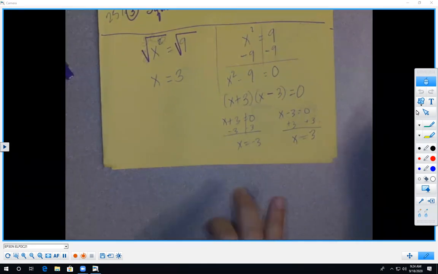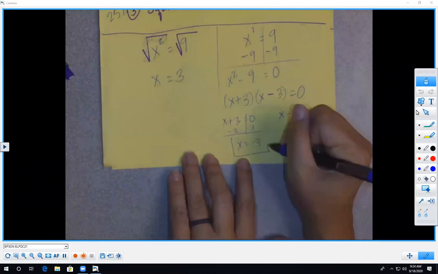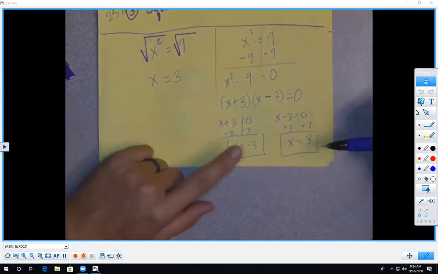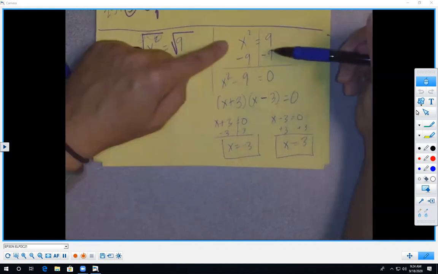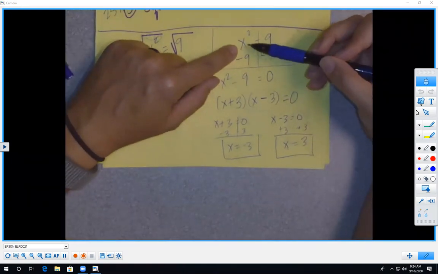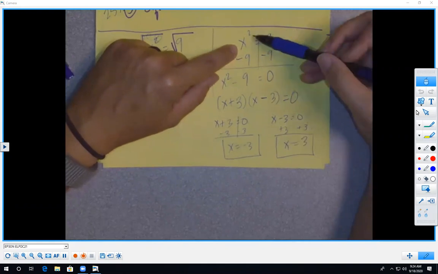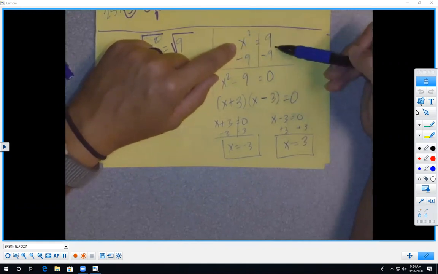How many answers did I get over here? 2 different answers, okay? There are 2 answers for this. One of them is positive 3, one of them is negative 3. Let's plug it back in to make sure it works. When I plug in positive 3, is positive 3 squared equal to 9? When I plug in negative 3, is negative 3 squared equal to 9? Yeah, because negative 3 times negative 3 is 9.